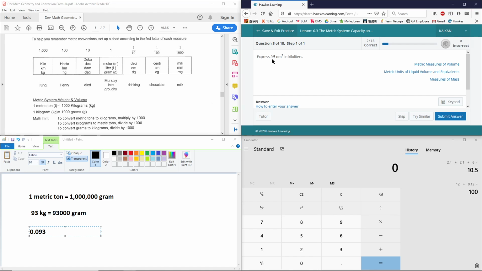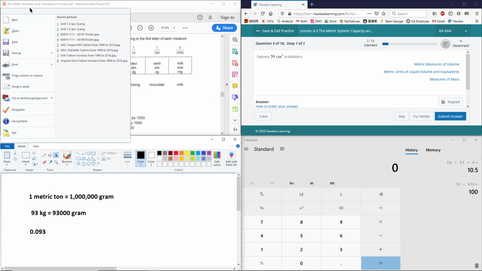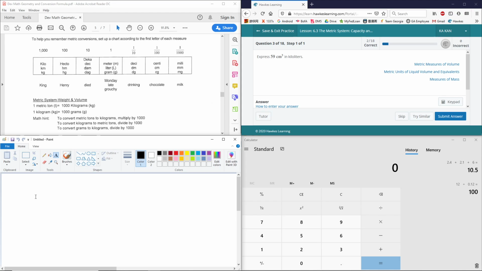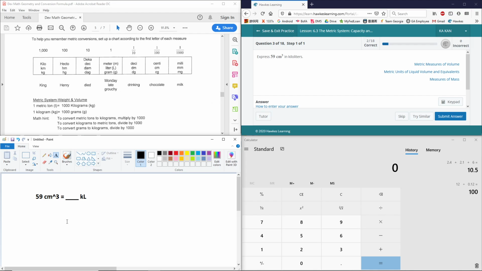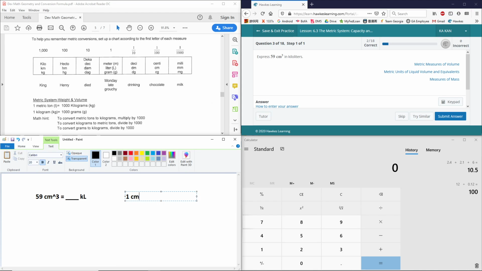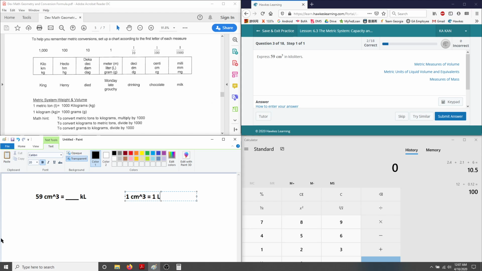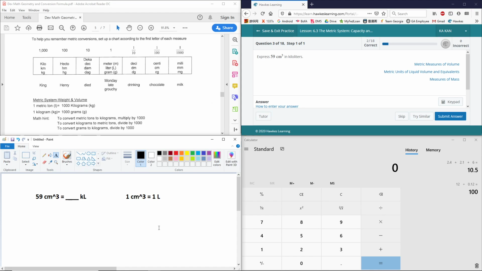So express 59 cubic centimeters in kiloliters. Now this guy is going to be like this. 59 cubic centimeters. You want to know what is that in kiloliters. Now notice that you are not going from centimeter to millimeters or anything like that. You're going to liter. Here's the rule. The rule is 1 cubic centimeter is 1 liter.